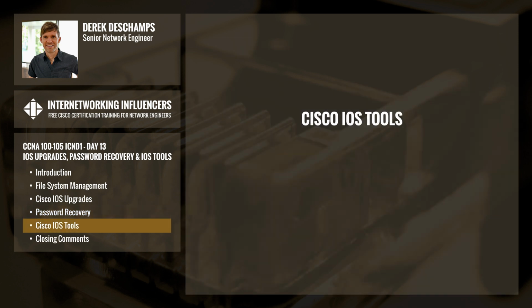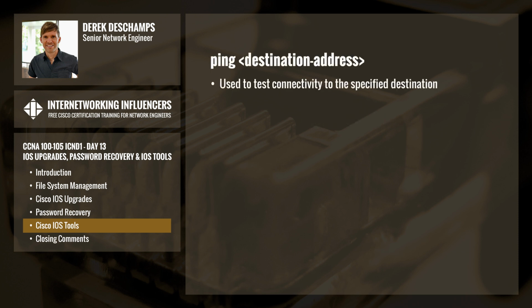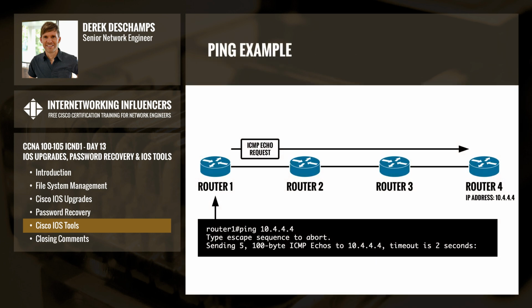The last topic we will look at today is Cisco IOS tools. The ping command is used to test connectivity to the specified destination. For example, with this network, if we were logged into router 1 and wanted to test connectivity to router 4, we could use the ping command, with router 4's IP address as the destination address.